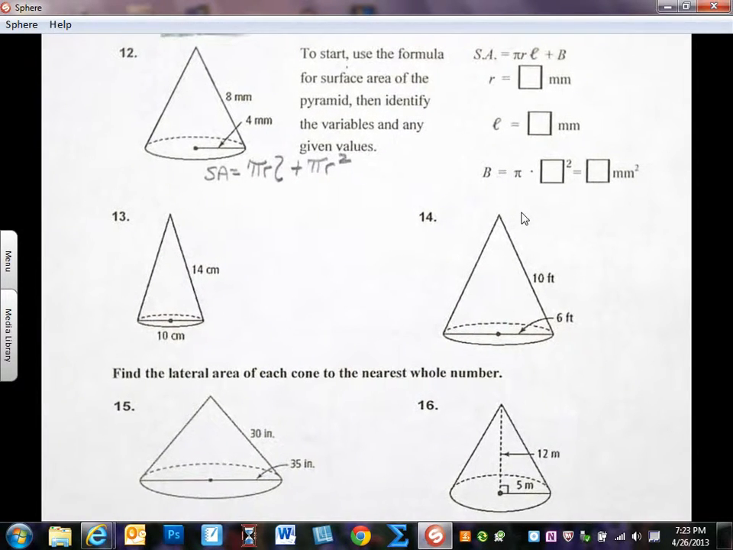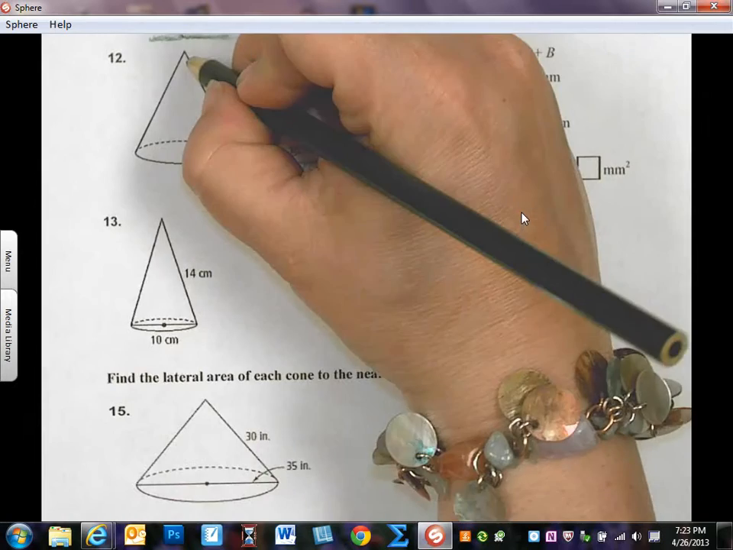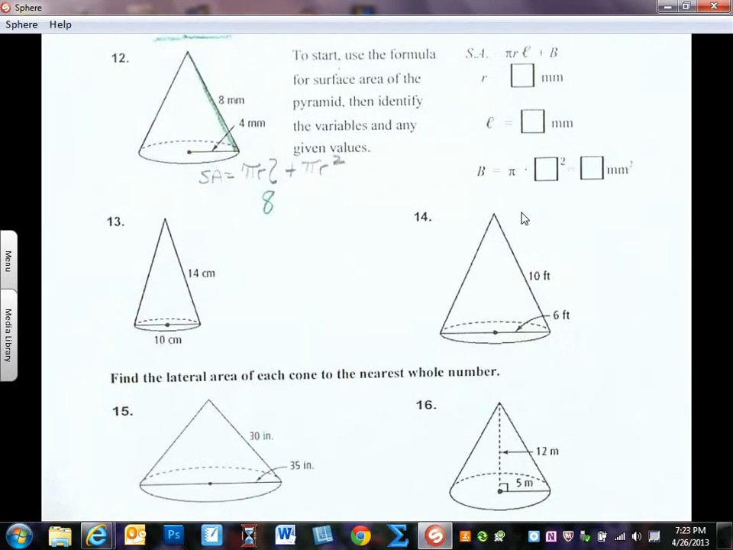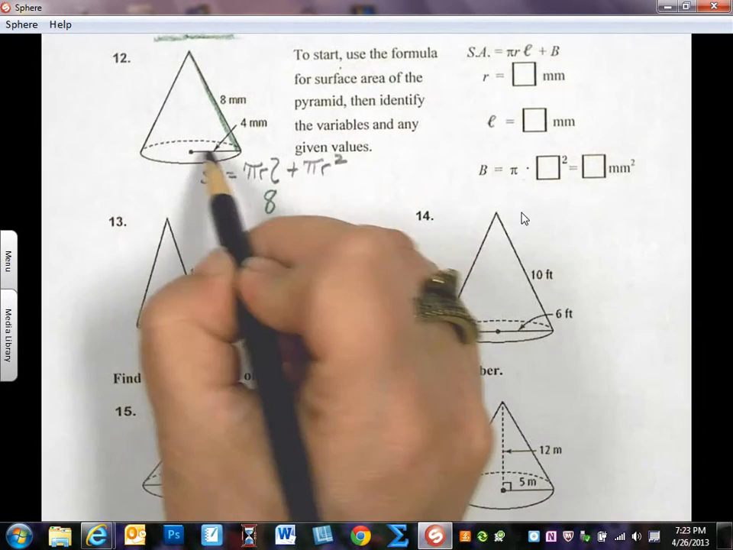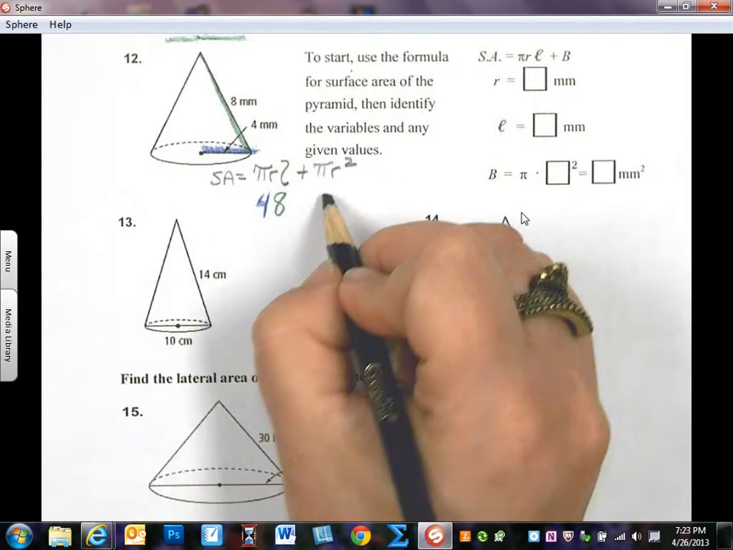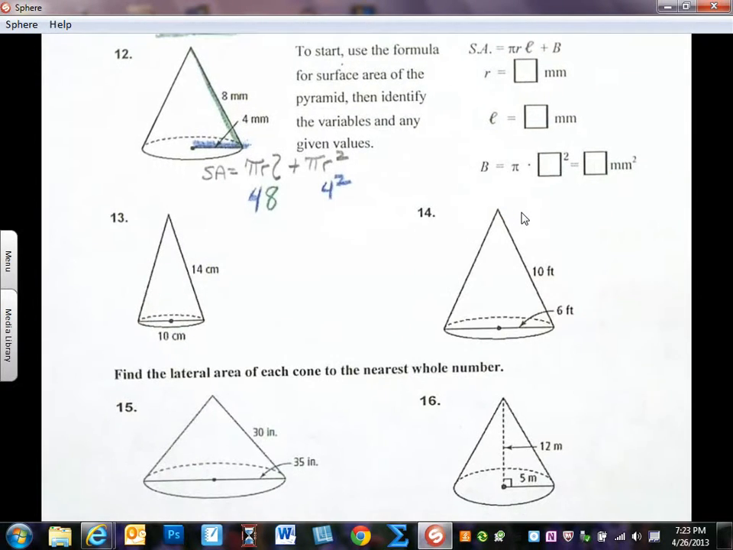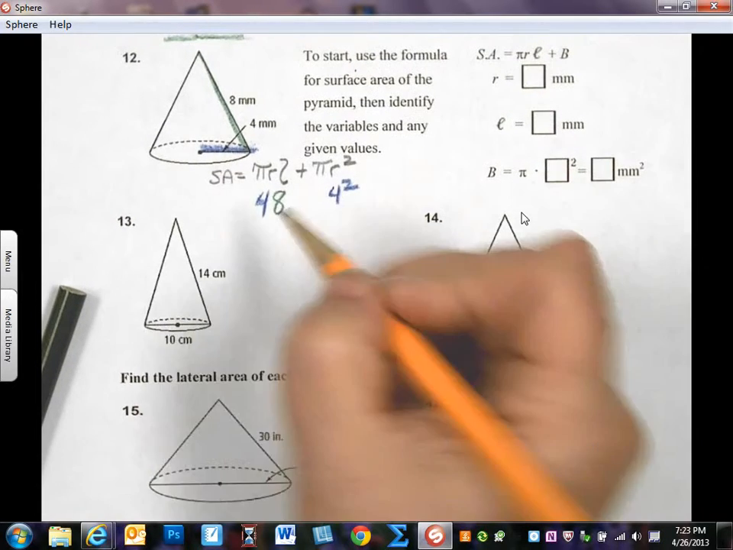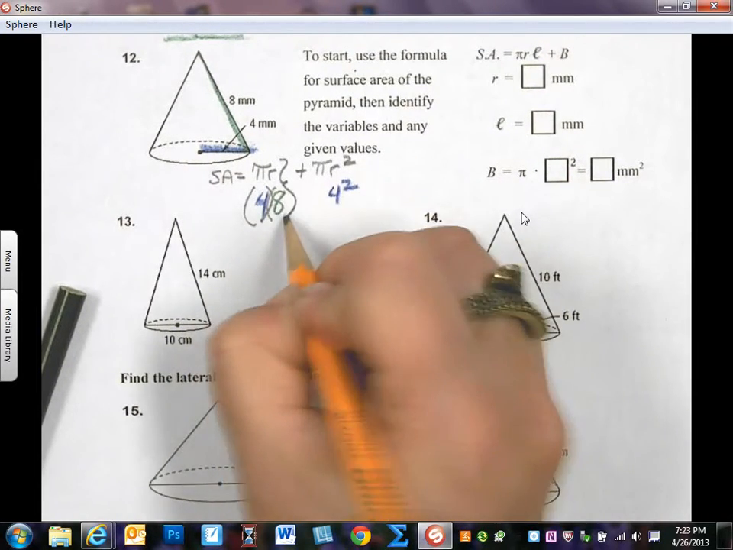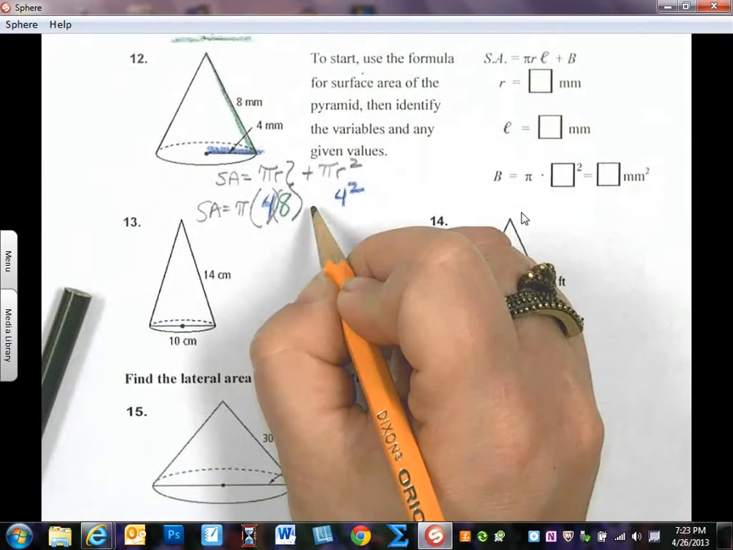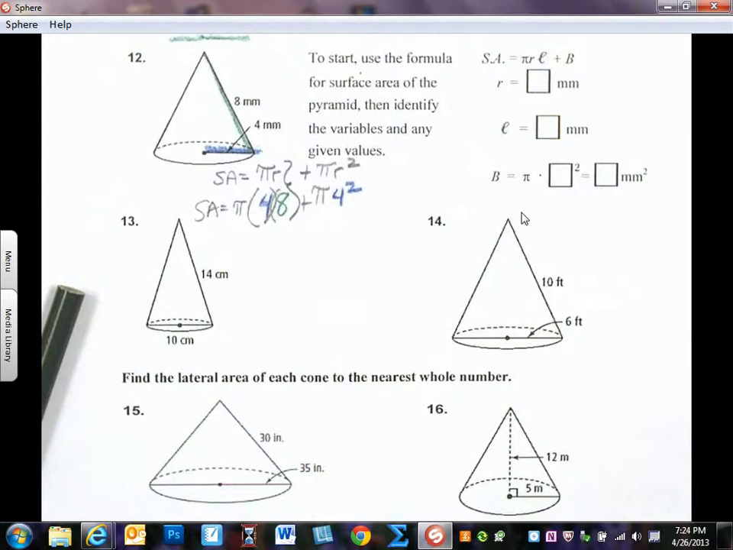So what's my slant height? That's my slant height, and that is 8. What's your radius? It's 4. And I'm going to do 4 squared over here too. Now I'm going to put my parentheses in so we don't get all confused here. The 4 and the 8 are separate numbers. That's my R, that's my L. And I can just put that all in the calculator.